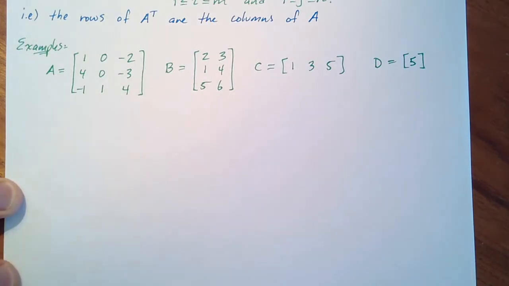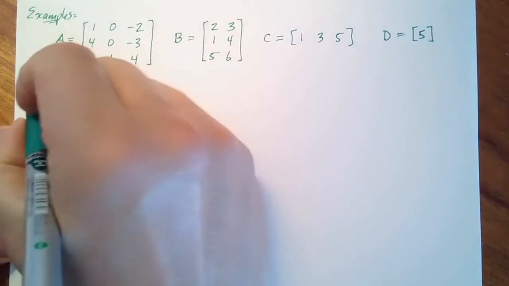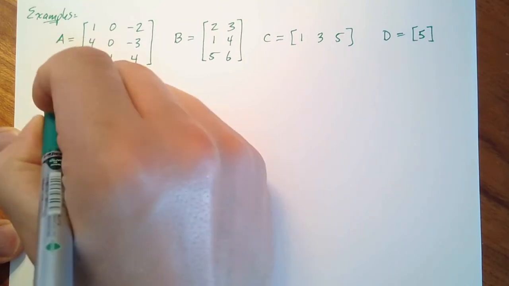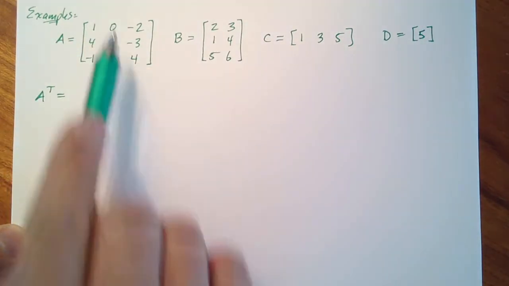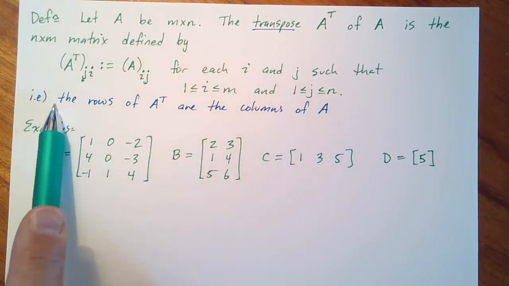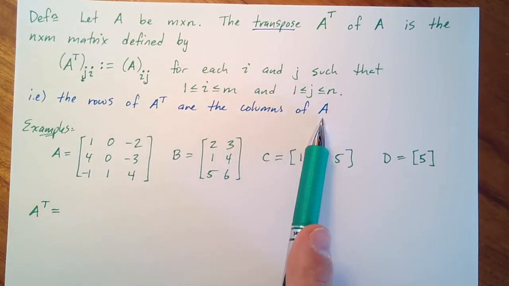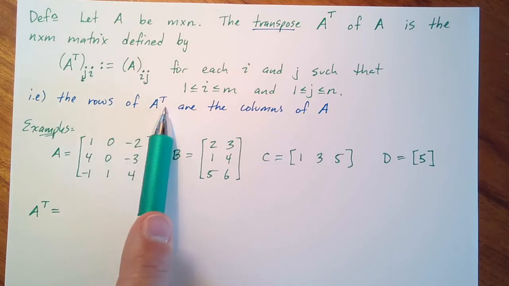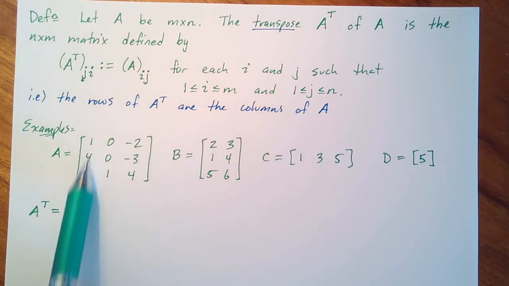Let's take the transpose of each of these. So the transpose of A, well, you can follow this rule carefully if you like, or you can just follow the blue comment, which just summarizes it. The rows of A transpose are going to be the columns of A. So here are the columns of A.